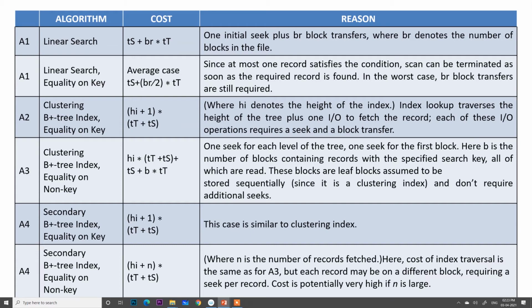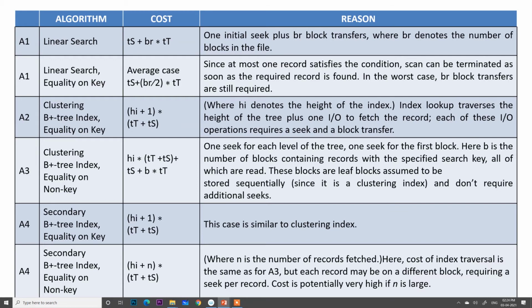We have to traverse, and in the leaf, we will find the record. So for that, here HI indicates the height of the index, which means the index lookup traverses the height of the tree plus one input output to fetch the record. So for each of these input output operations, we require a seek and a block transfer. So it resulted in this cost.